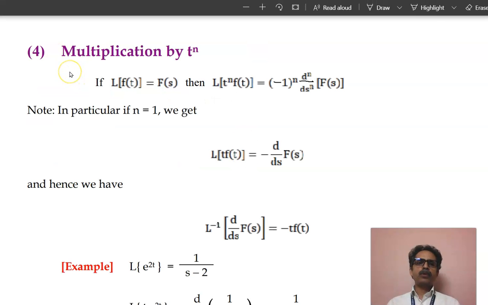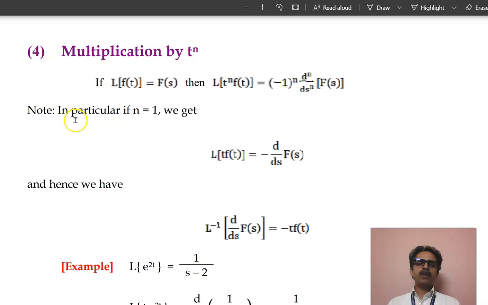Let's see now the fourth property of Laplace transform, multiplication by t raised to n. Here n is a natural number. So if the Laplace transform of function f of t is equal to capital F of s, then the Laplace transform of t raised to n into f of t is equal to minus 1 raised to n times the nth derivative of F of s with respect to s.